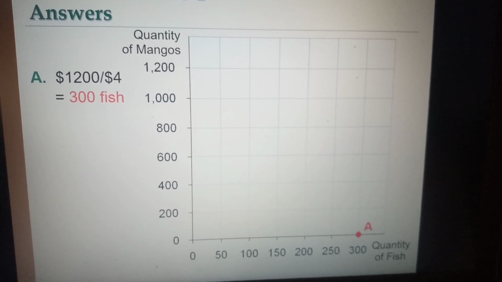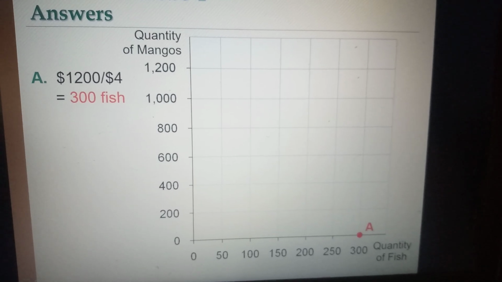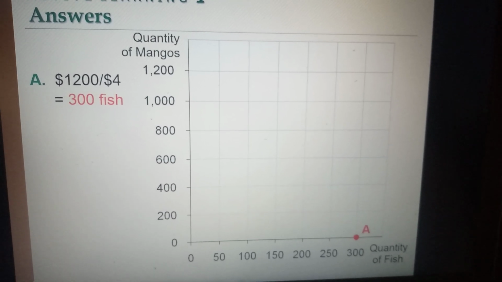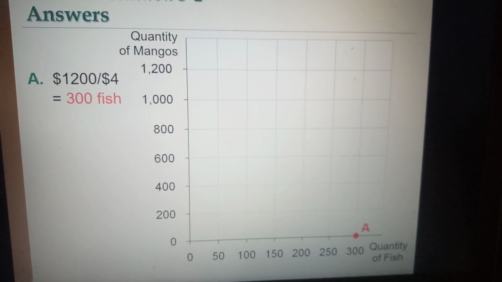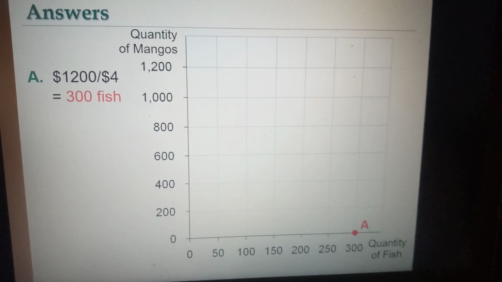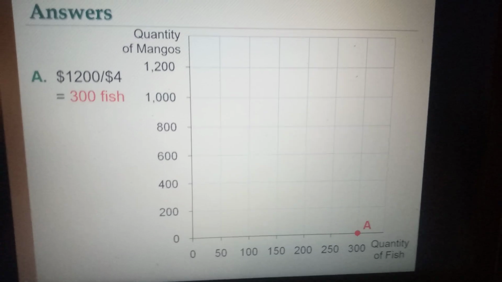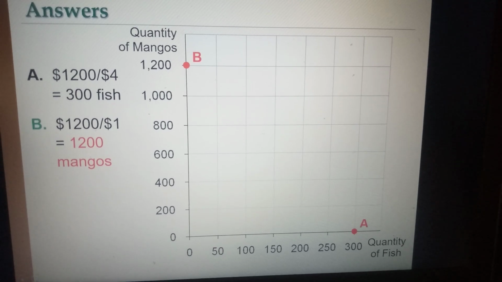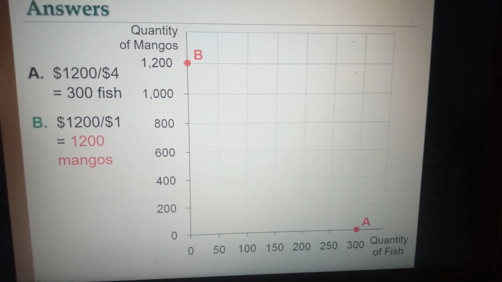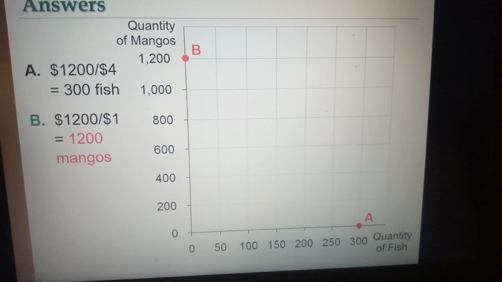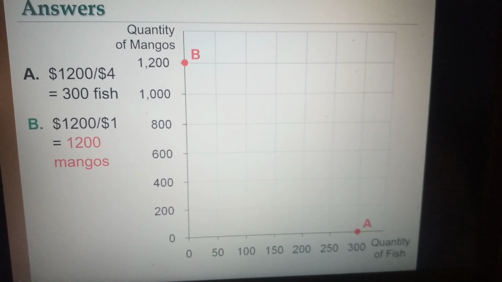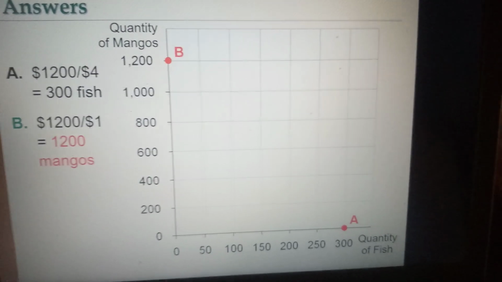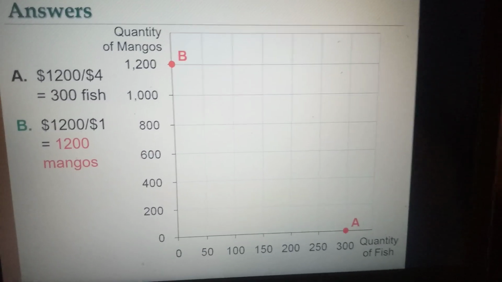So the first question says, if the income for Harley is $1,200 and the price of fish is $4 per fish, then if he's going to spend all his income on only fish, he's going to have 300 fish. The second one says, if he's going to spend all the income, $1,200, on only mango, where mango is $1 per mango, definitely he's going to get 1,200 mangoes.